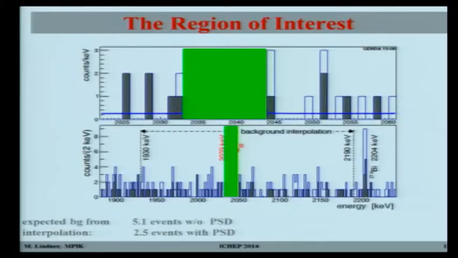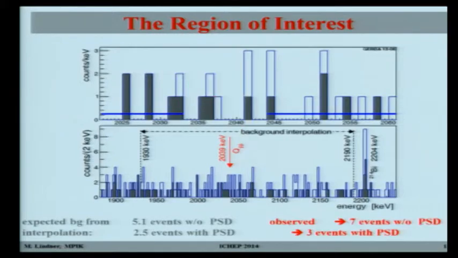That's what you see. This is the energy regime which is interesting. You see in gray the events after pulse shape discrimination. The open boxes are without pulse shape discrimination. You can see how pulse shape discrimination beats down the number of events. This is where Q-beta-beta sits, and the question is, is there a line on top of the background here? That's the question. In fact, you can see that you understand things. The background is flat here. That's as expected from the background models consistently. And then you see from the background model, you expect 5.1 events without pulse shape discrimination and 2.5 events with pulse shape discrimination. And you open up the box and find there's essentially nothing, which means there's only 7 events without and 3 events with pulse shape discrimination.